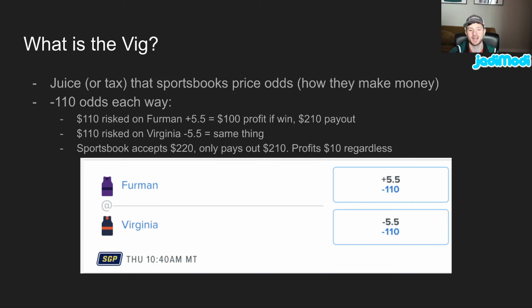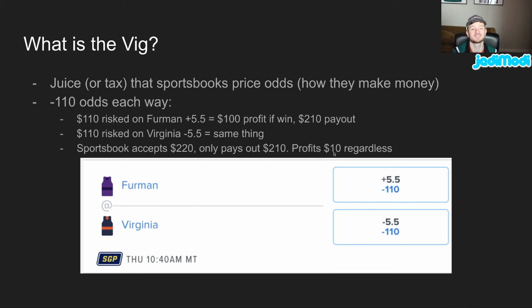So if you think about the entire process of this minus 110 on Furman and UVA, no matter what, the sportsbook accepts $220, right? The 110 on both sides. So 110 on the Furman side and 110 on the Virginia side, $220. But they're only going to pay out $210 to the winner. So the winner gets their profit of $100 plus their initial risk of $110. Well, that means no matter what happens, the sportsbook, again, FanDuel in this case, is going to profit $10. No matter who wins or loses, FanDuel is going to profit $10 from this interaction.